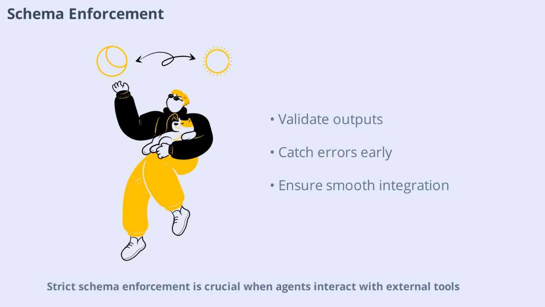Strict schema enforcement is crucial when agents interact with external tools. By validating outputs against predefined schemas, you can catch errors early and prompt the agent to correct them. This reduces the risk of failures and ensures smooth integration with other systems.